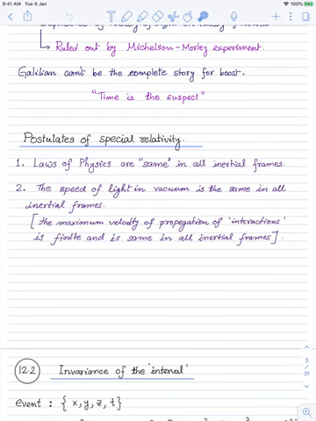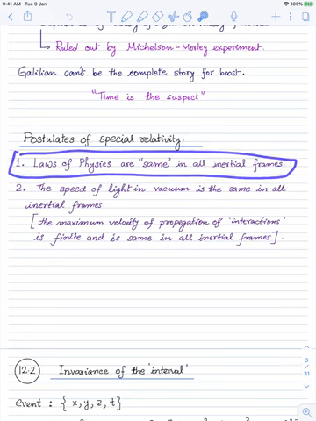Now we want the laws of physics not only to be covariant under rotations, but also under these boosts. By boosts I mean coordinate transformations between two inertial frames, where the two inertial frames are moving with respect to each other with constant velocity. I hope that the idea of this first postulate is clear to everyone.